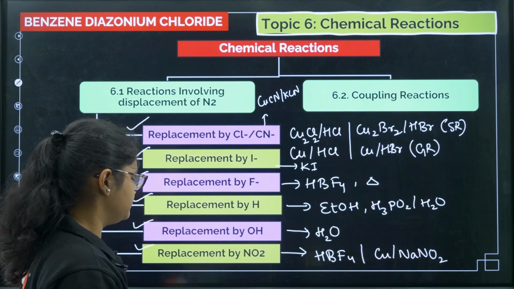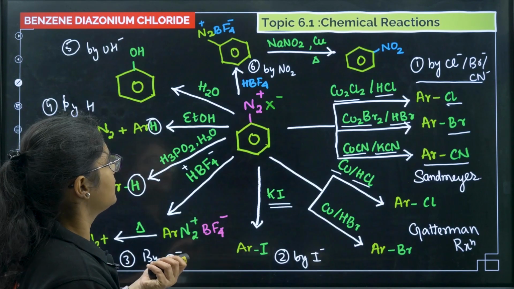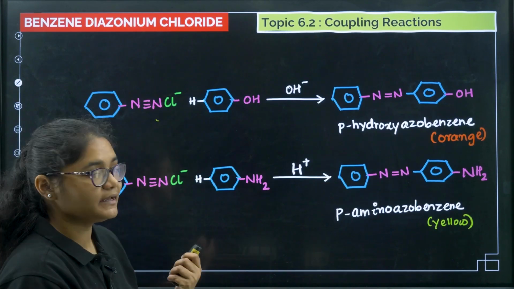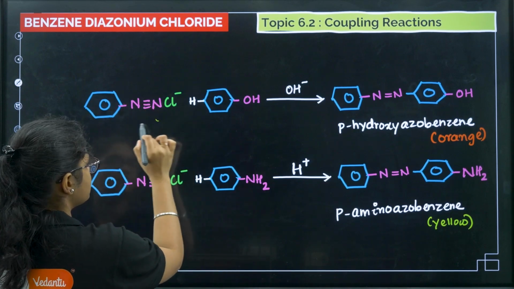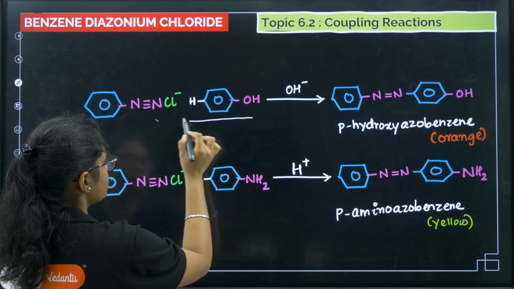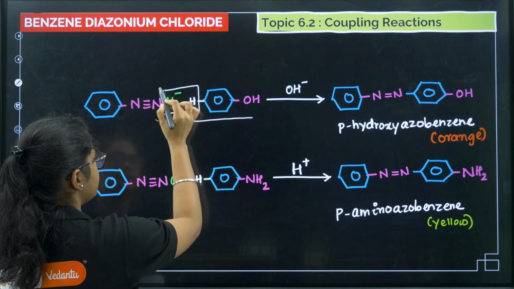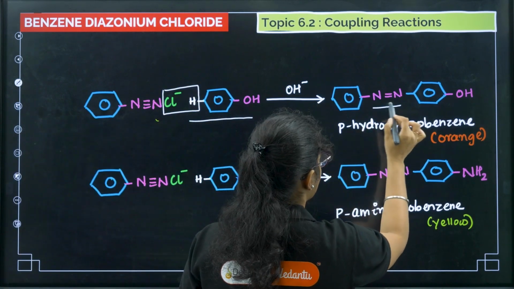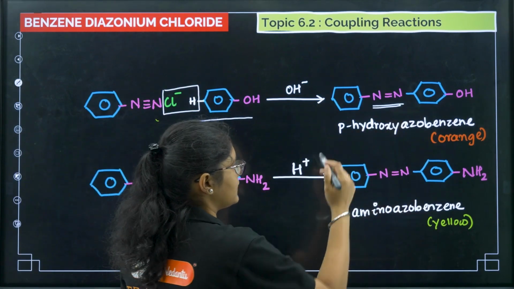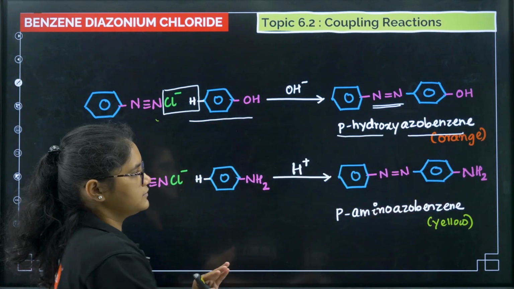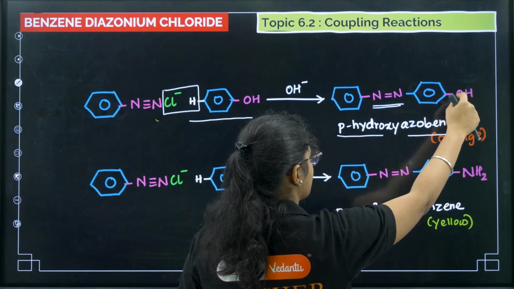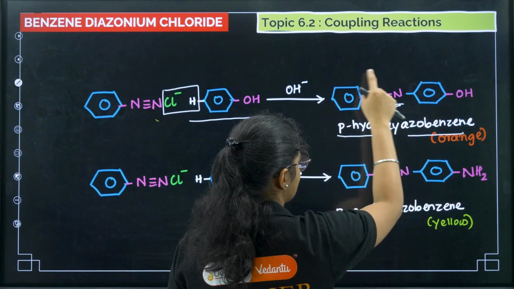Clear? Done? Okay. Now coming to coupling reactions. In the first one, you have benzene diazonium chloride and you treat it with phenol. What will happen? HCl will be removed and you will get a coupling reaction like this, and this is called para-hydroxyazobenzene. This is the para position, para-hydroxy, and this is your azobenzene group.